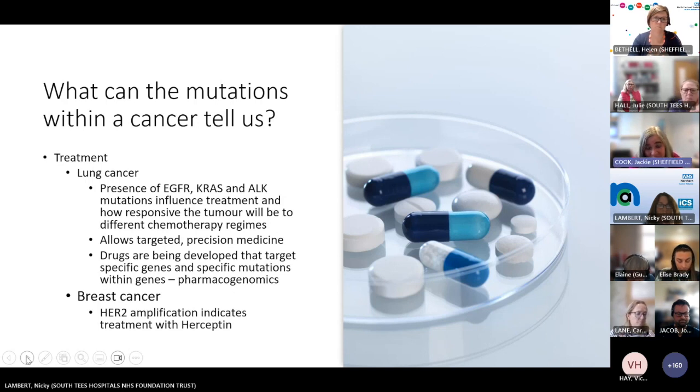Another example is in breast cancer. And as you will know, those of you that deal with women with breast cancer, we look at a number of things on the tumor. We look at estrogen receptor status, progesterone receptor status, but one of the things we look for is amplification of the HER2 gene. Because we know that if we see that, we can use a drug called Herceptin, which targets those cells with HER2 amplification. So again, another example of precision medicine.